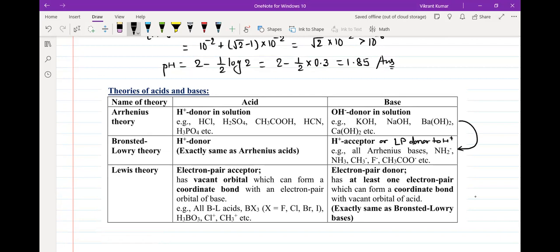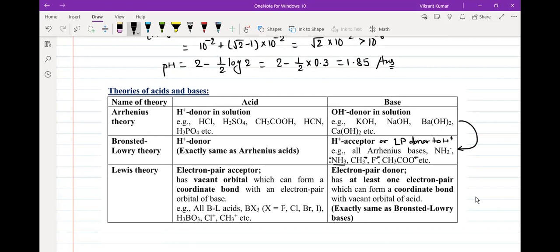will be called a base. And that's why even NH3 has one lone pair, CH3 minus has a lone pair, F minus has a lone pair, CH3COO minus has a lone pair, and we can have NH2 minus that has a lone pair. So all of these will be included even if they do not have OH minus directly. Okay, clear? So that was the first modification.